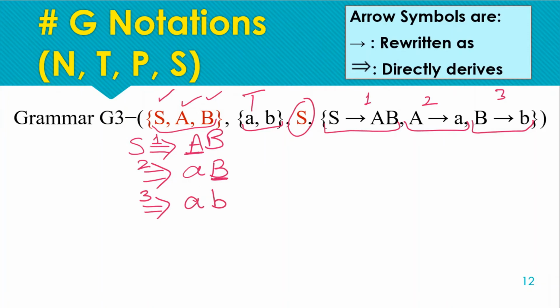So we are generating the string AB from this language, or we can say that the only string that can be derived from this grammar or these given production rules is AB. We cannot derive any other string. So the language of this grammar is AB only. I think this is clear.